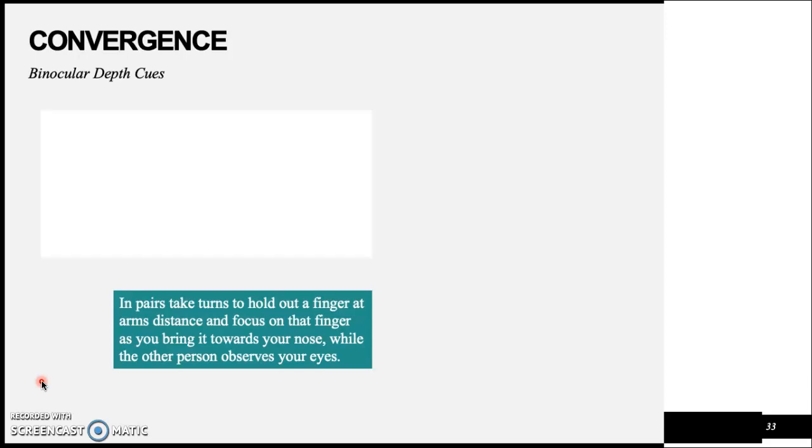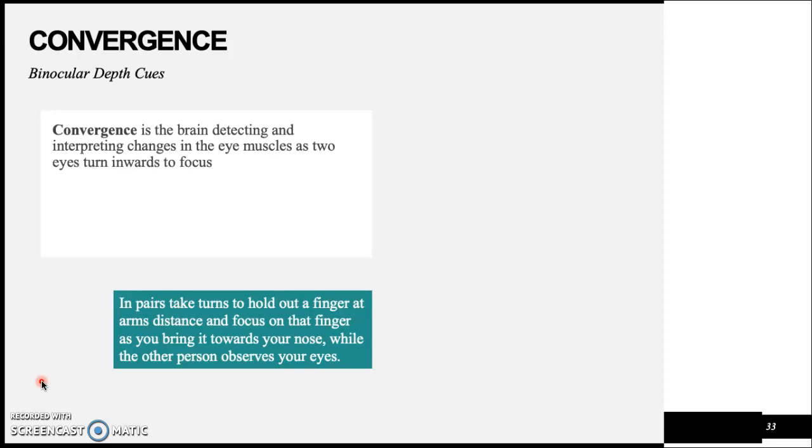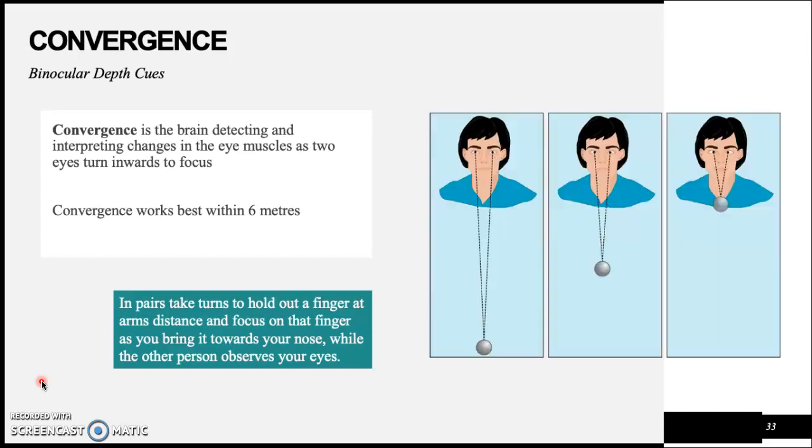And this is what convergence is. So it's the brain detecting and interpreting changes to eye muscles as two eyes turn inwards. So basically you're kind of going cross-eyed. You might feel it as you do it, but you can certainly see somebody else do it. So what's happening is your pupils, your eyes, are converging together as you get closer. So we call that convergence. And it works best when it's within 6 meters. Once you start getting beyond 6 meters away, it's such a small difference, your body struggles to tell the difference.